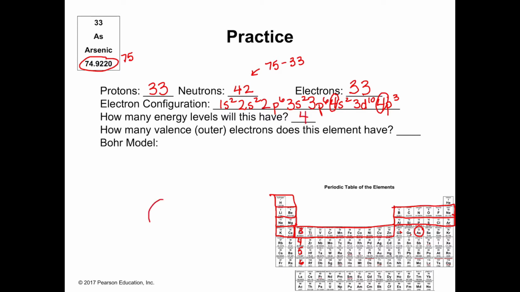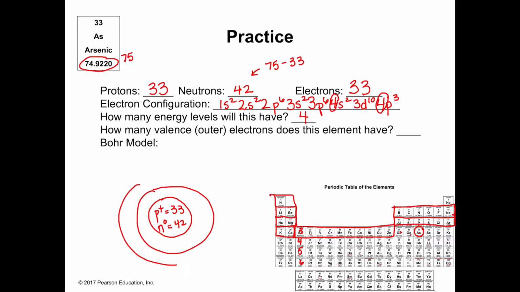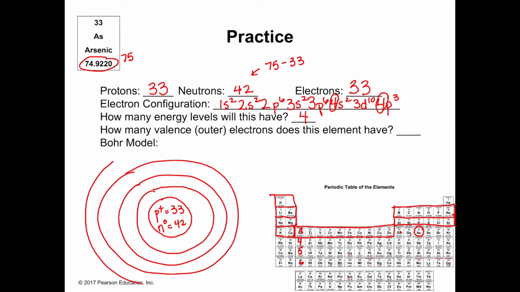Now we can go through and draw the Bohr model. So again, we're going to draw a circle for the nucleus. We'll write our number of protons and our number of neutrons. And then we're going to draw 4 energy levels. So now we have 2 electrons that are going on the first energy level. We have 2 electrons that are going on the second energy level.